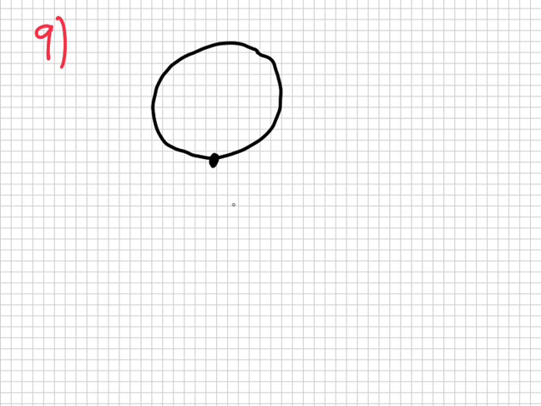Right, so start with number 9. Why is the following situation impossible? So why is it impossible? A skater glides along a circular path. She defines a certain point on the circle as her origin. So let's say she starts here.